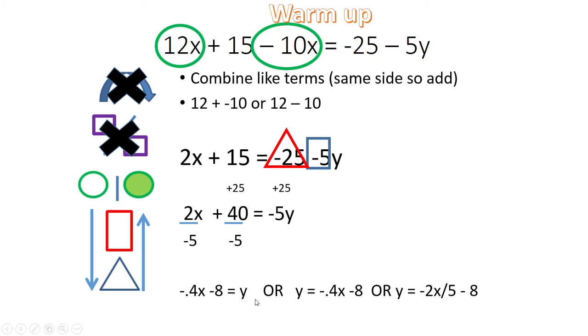Okay, so there's many different ways to write our equation right now. We have negative 0.4x minus 8 equals y if we keep the y on the right-hand side. But we like y on the left-hand side, so we can just switch it, no problem, because this isn't an inequality. Or if you prefer to write in fraction form, it would be negative 2/5 x minus 8. Okay, that's our warm-up, because we have to be good at solving for y today.